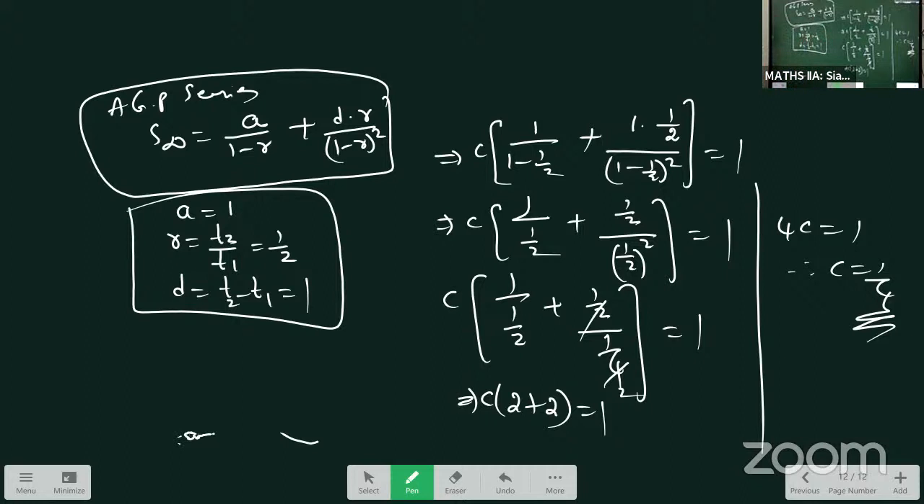When you are substituting the values, you have to substitute carefully. Take A is 1 and R is 1 by 2. Again, D is 1, R is 1 by 2. If you substitute, we will be getting 1 by 1 by 2 plus 1 by 2 by 1 by 4. Take both the 2's to the numerator. 2 plus 2 becomes 4. 4C is equals to 1. Therefore, we are getting C is equals to 1 by 4.